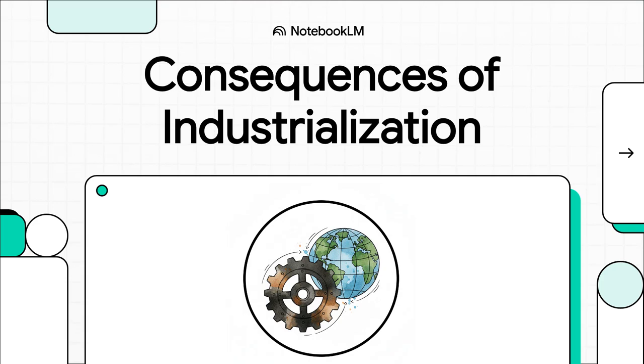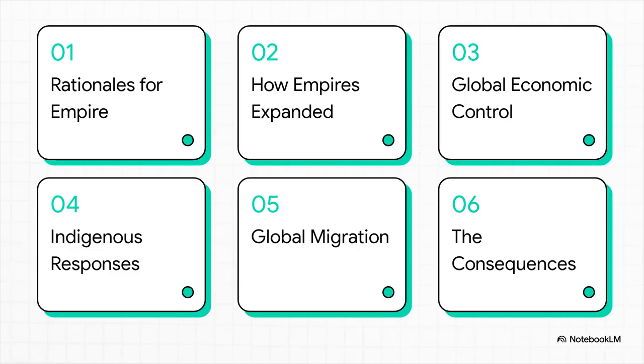Industrialization didn't just build factories, it literally redrew the map of the entire world. In this explainer, we're going to trace that direct line from the steam engine to the global empires it created. We're going to uncover a chain of events that didn't just reshape continents, but continues to define the world we live in today.